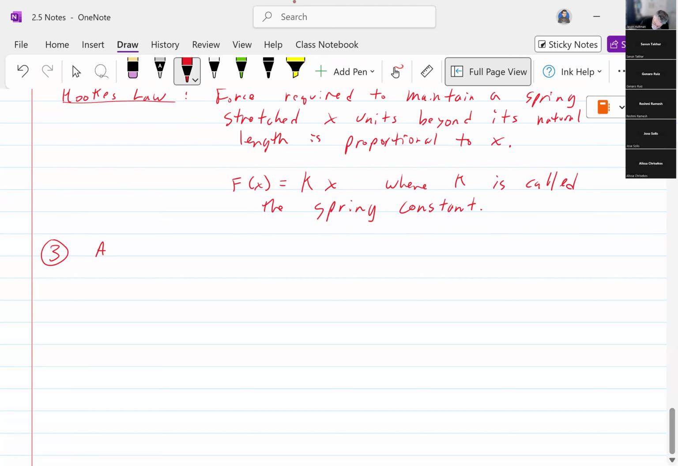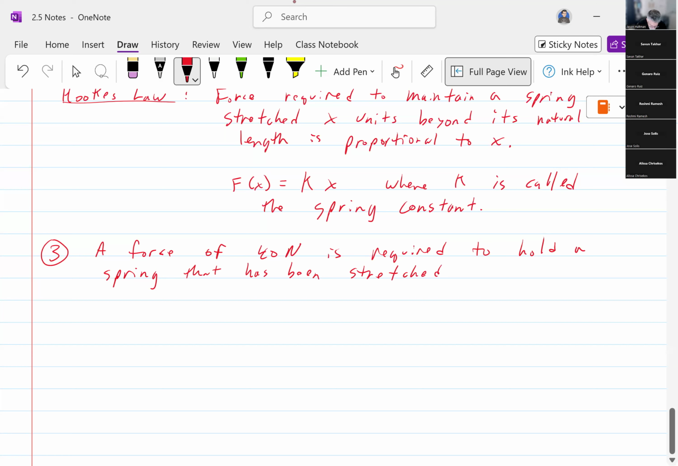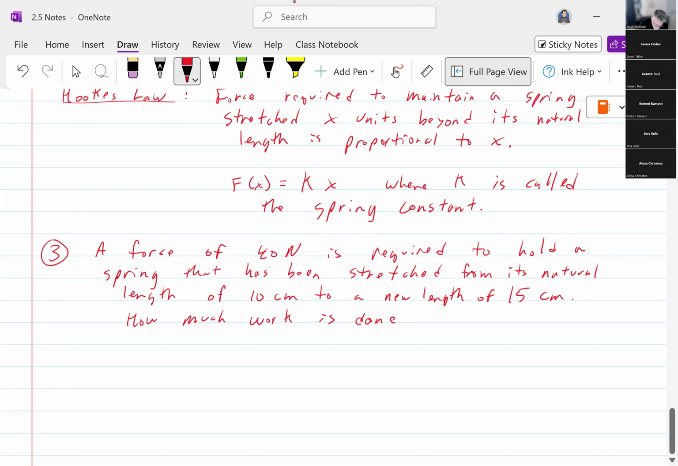Number 3. A force of 40 newtons is required to hold a spring that has been stretched from its natural length of 10 centimeters to a new length of 15 centimeters. How much work is done in this stretch?